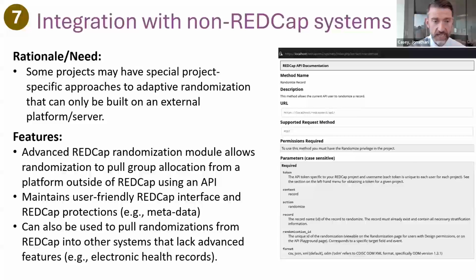Further, this ability to link an API tool to the REDCap randomization module can also allow you to pull randomizations from the REDCap system into other places that might lack that feature. So, for example, we're exploring connecting electronic health records, which have either no or very weak randomization tools, to these more advanced tools available in REDCap.